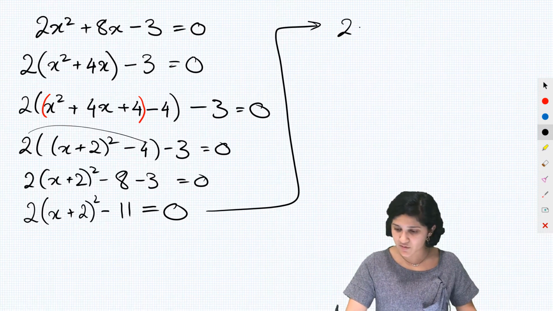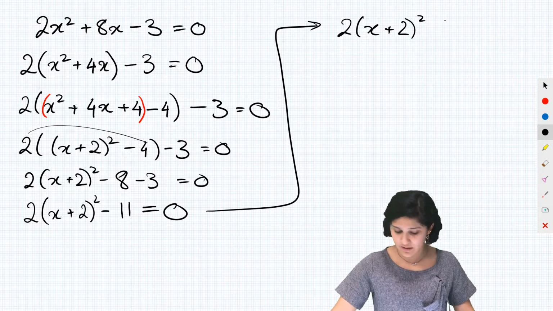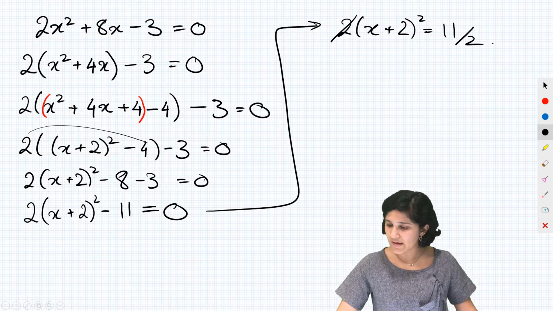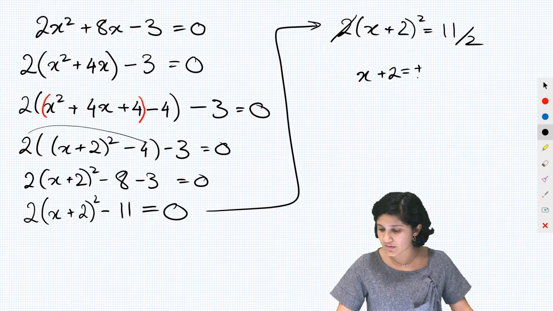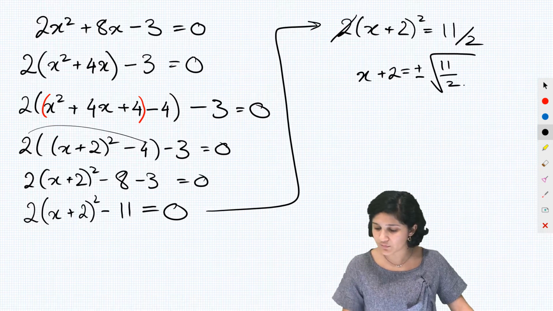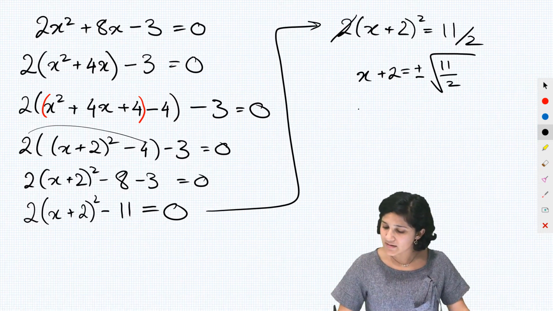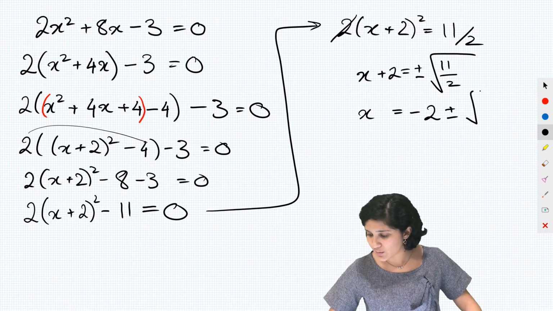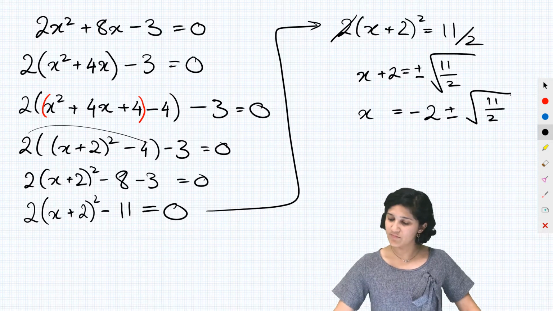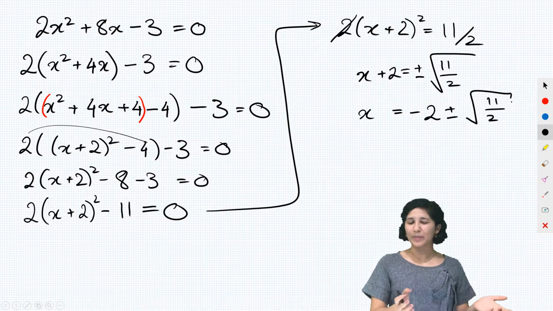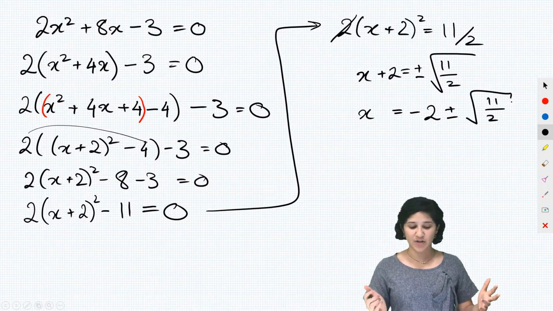Move the 11 over, that gives me x plus 2 squared equals 11. Divide both sides by 2. Square root, so I've got x plus 2 equals plus or minus square root of 11 over 2. And finally x equals negative 2 plus or minus square root of 11 over 2. Alrighty, so that's completing the square on a more complicated kind of equation, so a non-monic quadratic.